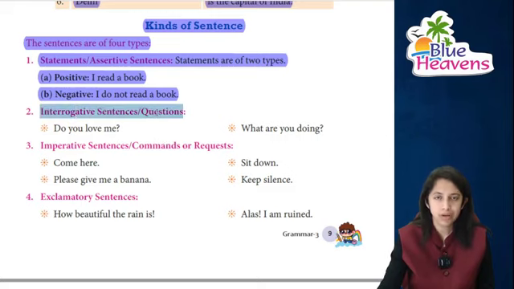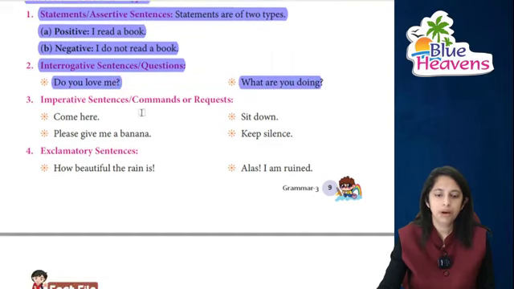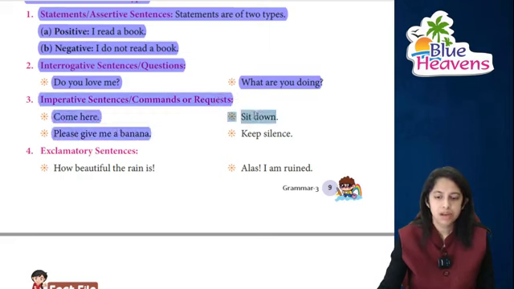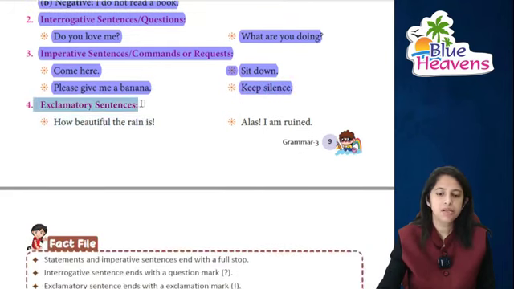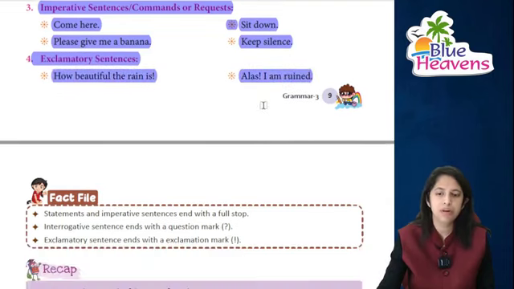Interrogative sentences को हम questions भी बोलते हैं. जैसे Do you love me? What are you doing? कि आप क्या कर रहे हो? Imperative sentences command भी होती है और request भी होती है. जैसे Come here. Please give me a banana. Sit down. यहाँ बैठ जाइए. Just keep silence, right? Exclamatory sentences basically tell us the expression. How beautiful the rain is. Rain कितनी beautiful है. Alas, I am ruined. Ruin means destroyed.